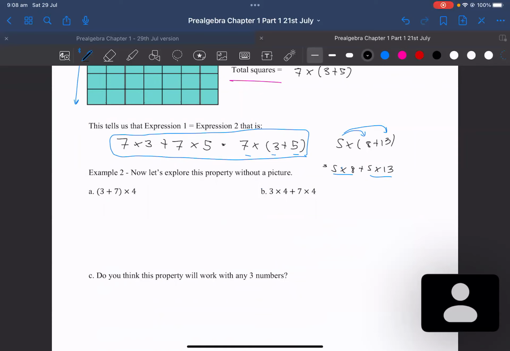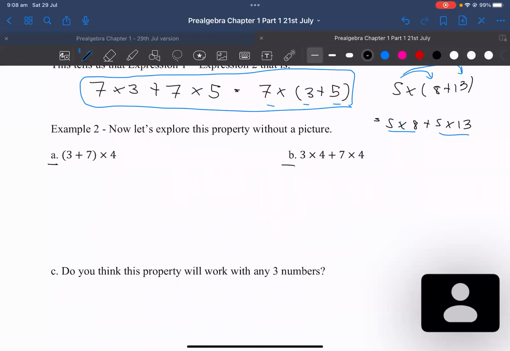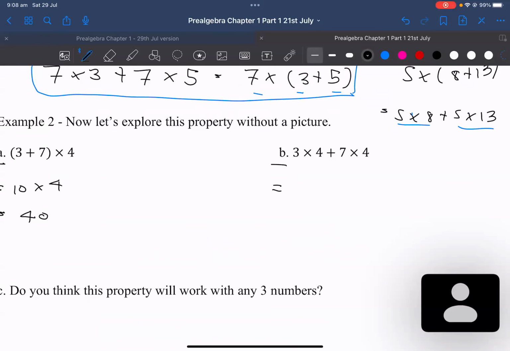So let's compare the answer to part A with the answer to part B. And if they're the same, we can be reasonably comfortable that the property holds, right? We've seen a picture of it as well. Okay, what's 3 plus 7 times 4? Let's do 3 plus 7 first. 10. Yep, so it's 10 times 4, which is 40. Right, but here, if you do the multiplications, remember BODMAS, you do the multiplications before the additions, right? So Sarah, 3 times 4 plus 7 times 4 is? 28. Yep, very good.